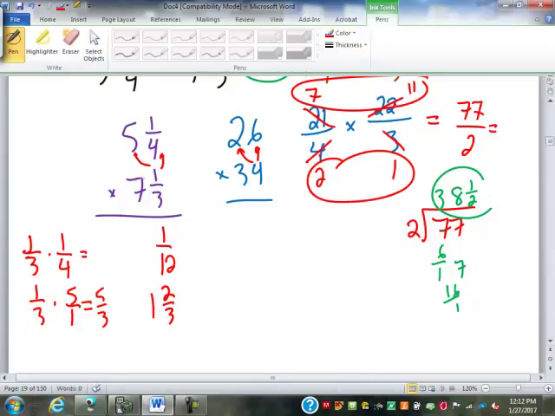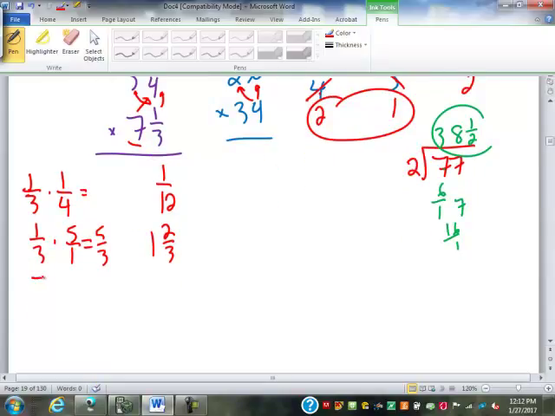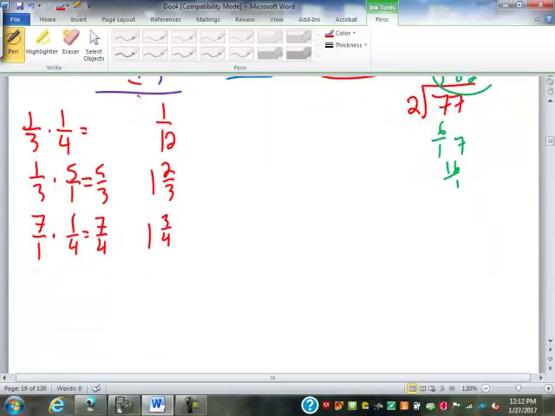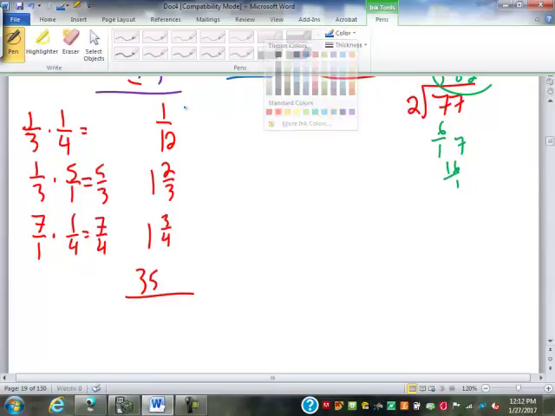Now I'm done with the 1/3, I go to the 7. 7 times 1/4. I make that 7 over 1 times 1 over 4, 7 over 4 or 1 3/4. And then I have 7 times the 5, which is 35. Now I have to combine all of this.